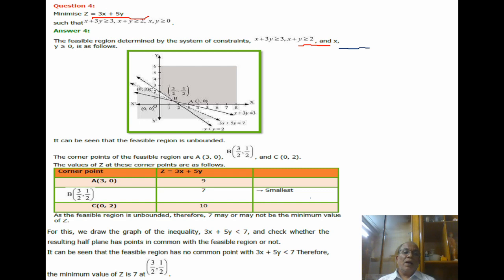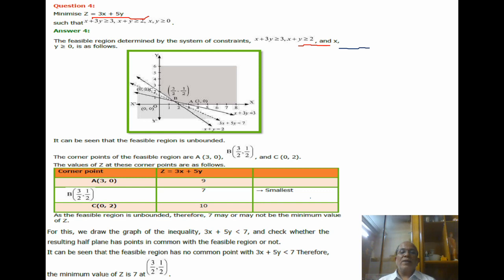Now we have to minimize 3x plus 5y. That means we have to find the minimum value of 3x plus 5y subject to these constraints. So z is 3x plus 5y. What are the points where we'll have to find the value of z? There are 3 points: A 3 comma 0, B 3 by 2 comma 1 by 2, and C 0 comma 2.